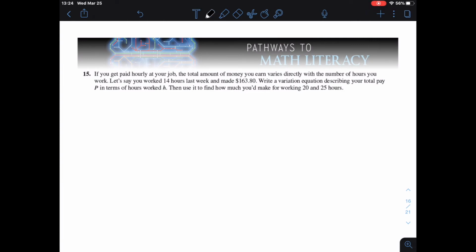So because there's that direct variation, we know our pay, which is P, is some constant, which will end up being our hourly wage, times the number of hours we worked. Okay? So we're given some information. We're going to make 163.80 for 14 hours of work. So when H is 14, P is 163.8. So to solve for that constant of variation, you divide by 14.